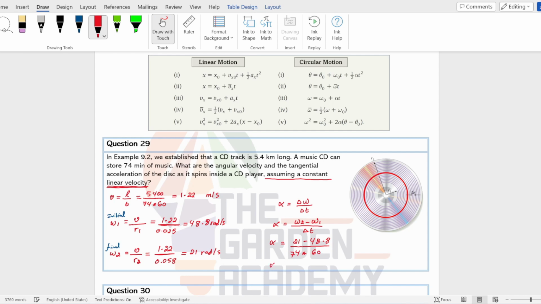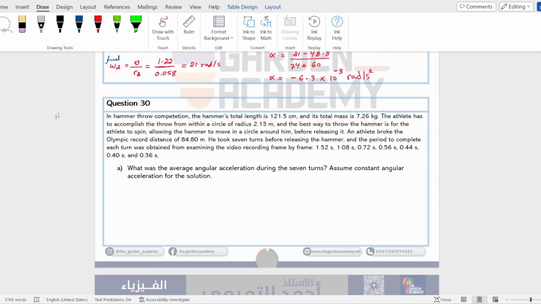And the answer of this has to be negative, of course, which is negative 6.3 times 10 to the power negative 3 radians per second square. And this is the end of this question, question 29. Now let's go to question 30.